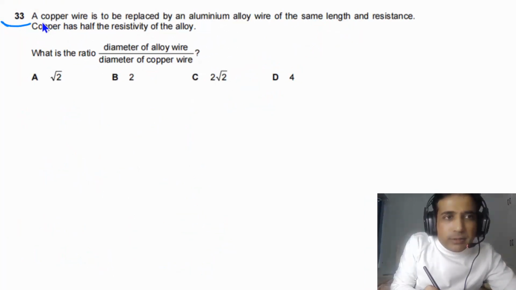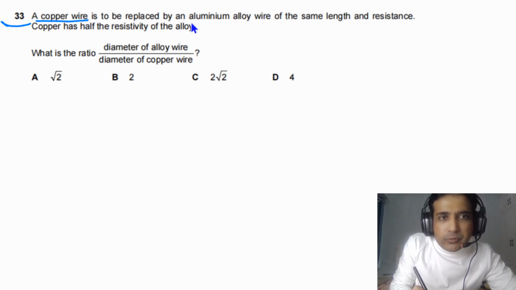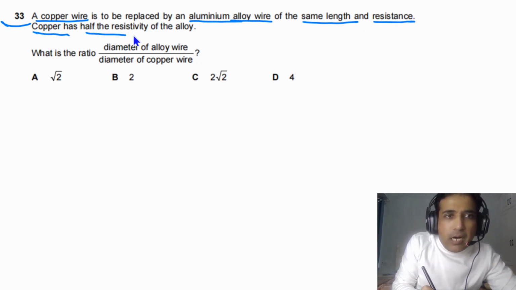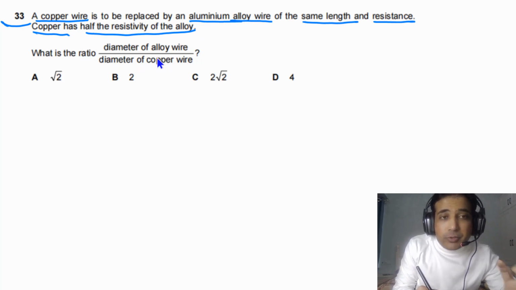For this question, it is given to us a copper wire is to be replaced by an aluminum alloy wire of the same length and resistance. Copper has half the resistivity of aluminum wire. We need to find out the ratio between the diameter of aluminum wire and the diameter of copper wire.